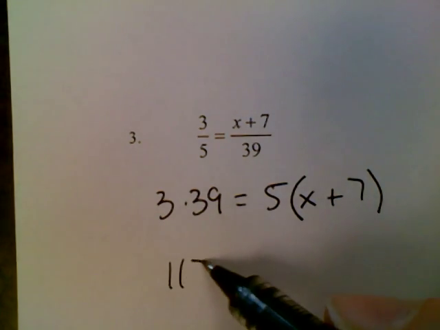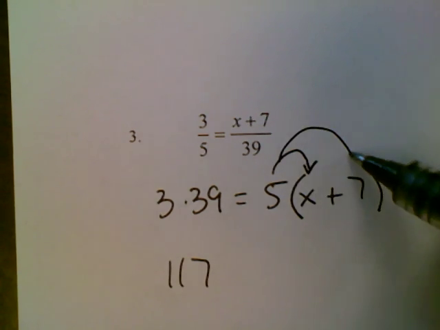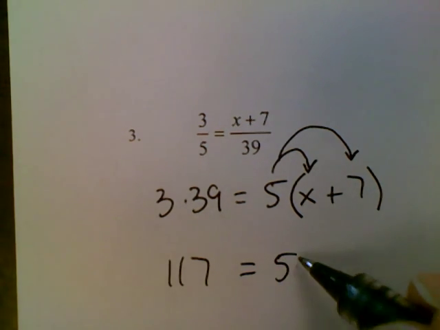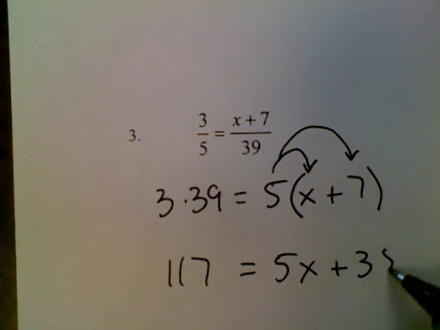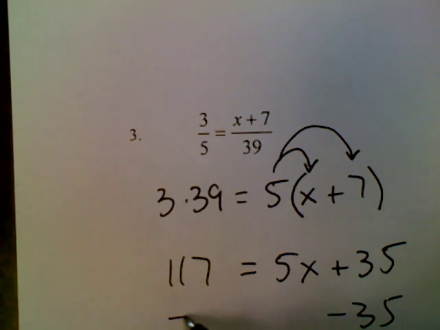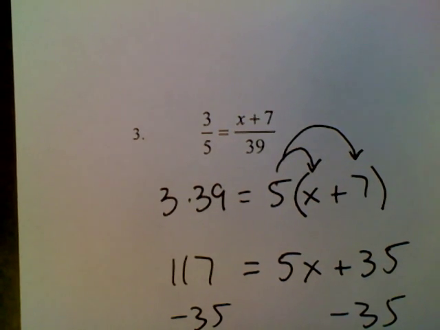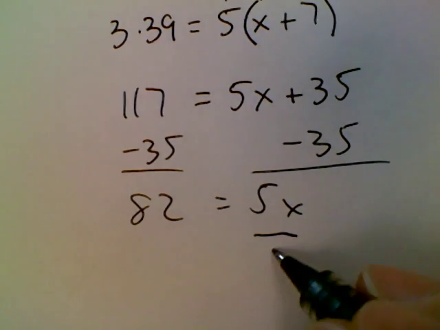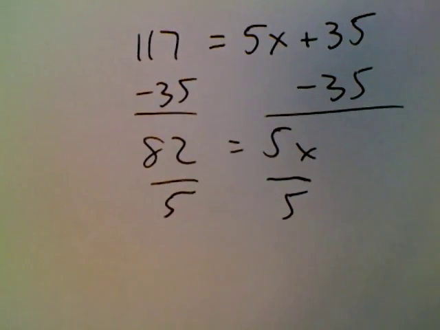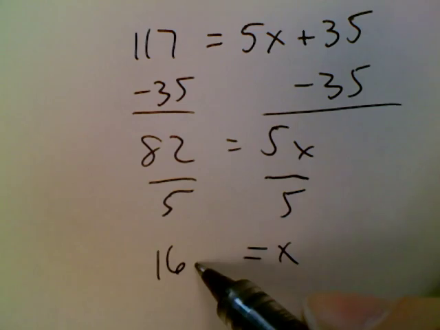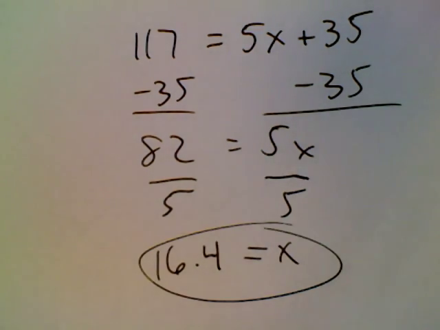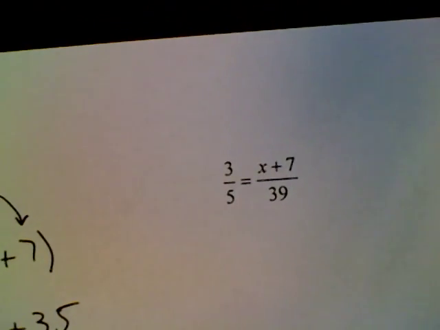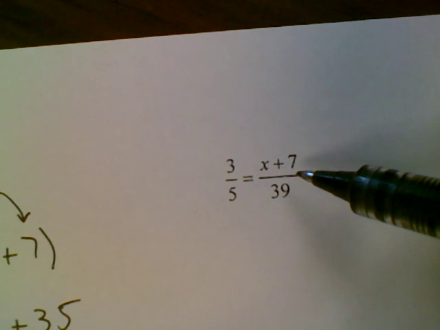3 times 39 is 117. You must now distribute the 5. If you don't put parentheses around that expression, you're probably not going to distribute, and that's going to cause you trouble. Now subtract 35 from both sides. 82 is equal to 5x, and then divide both sides by 5. And we'll get x is equal to 16.4.